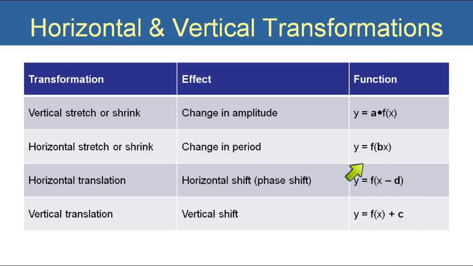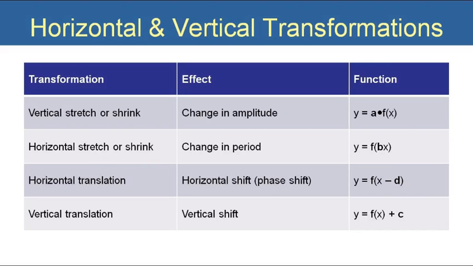But if you have a number plugged inside the function, like here, like this f could be a sine or a cosine, and the b would be the coefficient of the x, and notice it's in a different position from the a number. When you have a number in this b position, that affects the period of the graph, or it's like a horizontal stretch or shrink.